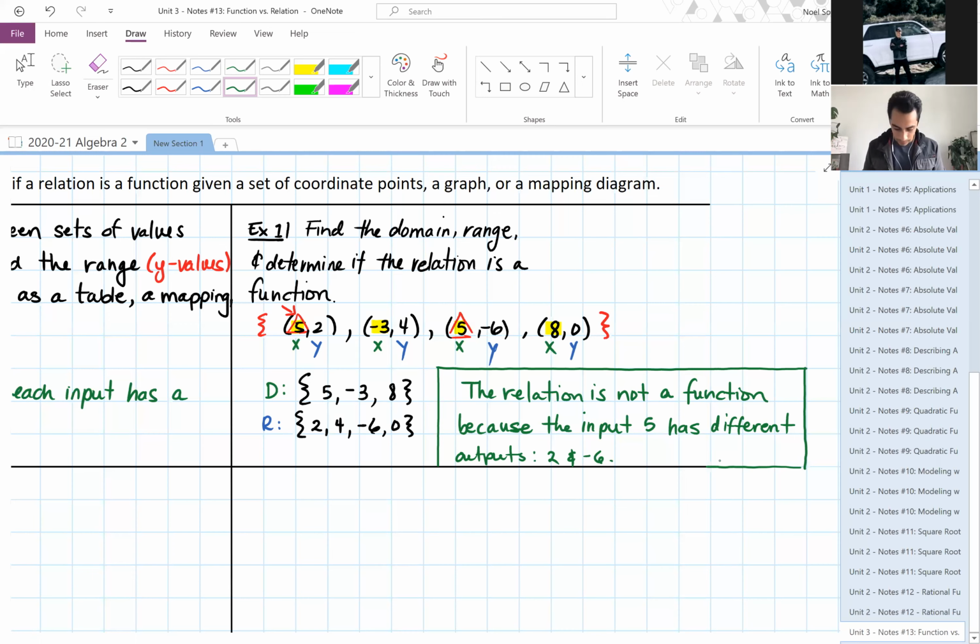All right. So it's only a problem when X repeats and you get different Y values. Now, if we would have gotten 5, 2, and then 5, 2 shows up again somewhere else, that's not a problem because every time we put in 5, we're getting 2. So that machine is working properly, right? Then that would have been a function. But in this case, because the machine is not working properly, it's not a function.